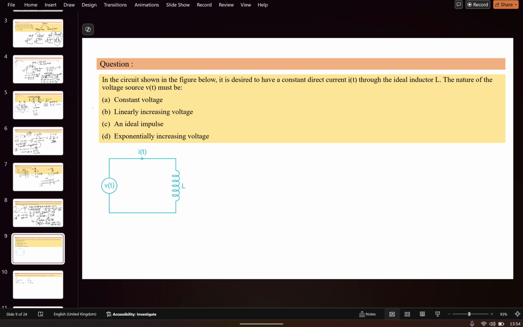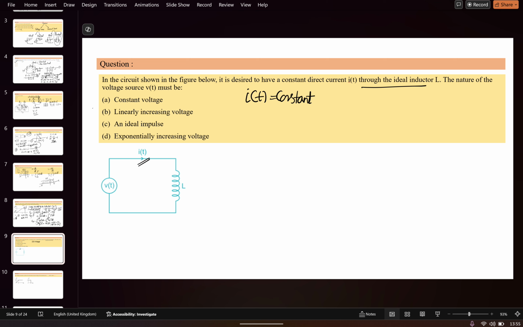Okay, let me give the solution for this question. What it is asking is that in the circuit shown in the figure below, it is desired to have a constant direct current, I mean I(t) is equal to constant, through the ideal inductor L. So this I(t) which is given here should have a constant value. It is asking what is the nature of the voltage source V(t).